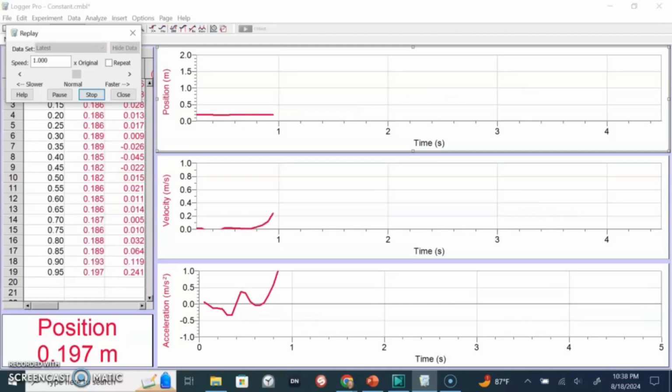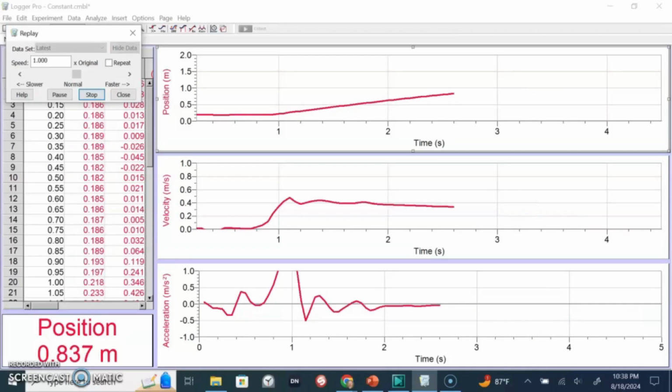Okay, so here we have a video of a cart rolling across a track to show constant motion. You can see that the cart is slowing down just a little bit as it goes. It's pretty hard to make constant motion. And here is the graph of the motion using a motion detector. It's got a position time graph, velocity time graph, and acceleration time graph.